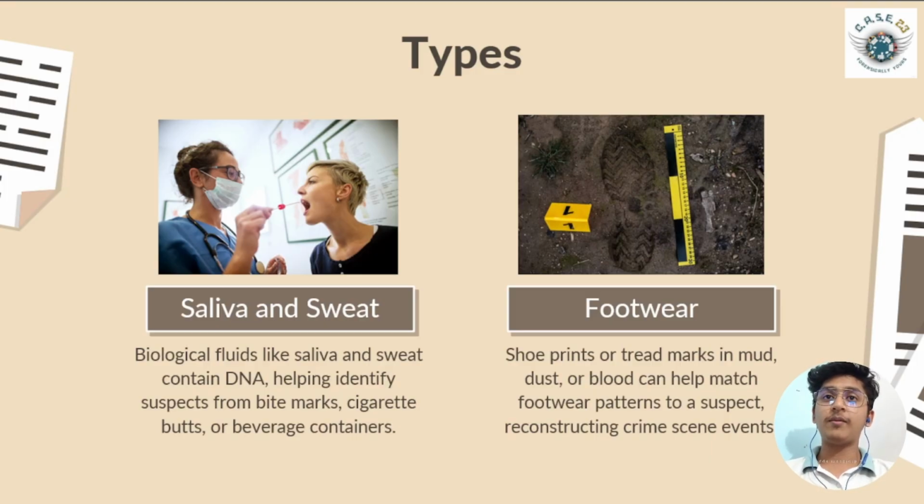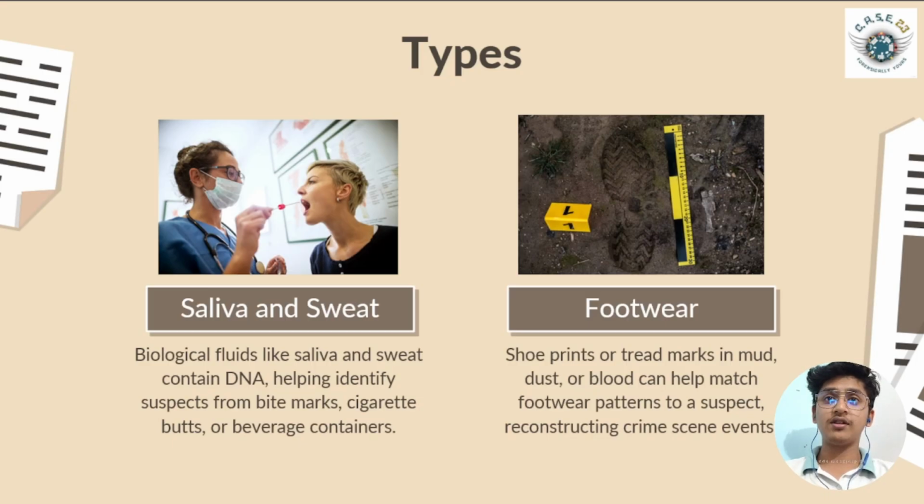Well, think about this. Cigarette butts, soda cans, chewing gums, bite marks on a victim, even a simple spit on the ground can hold enough DNA to identify someone. And let's not forget envelopes. Yes, licking a stamp or sealing a letter can give away your identity.